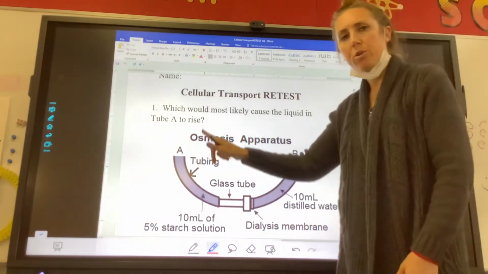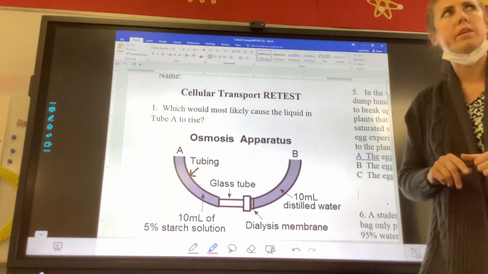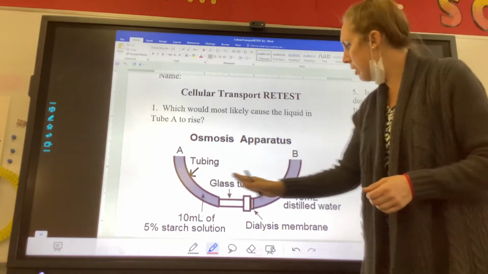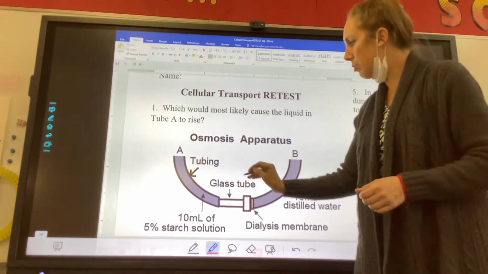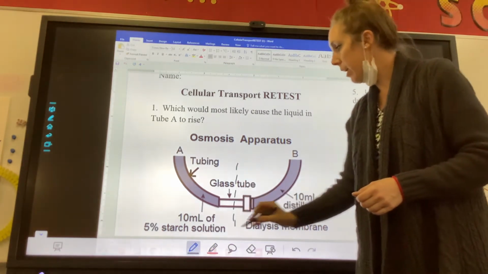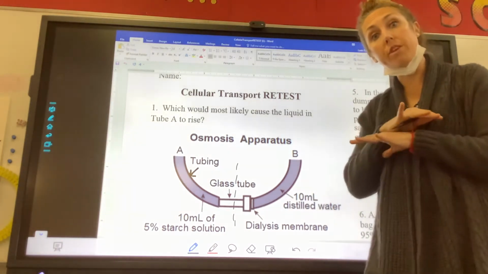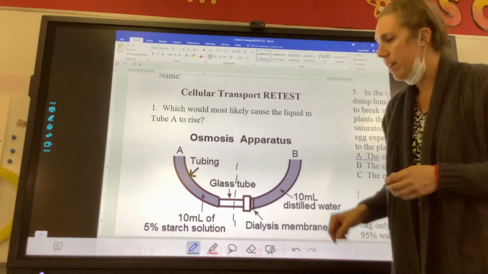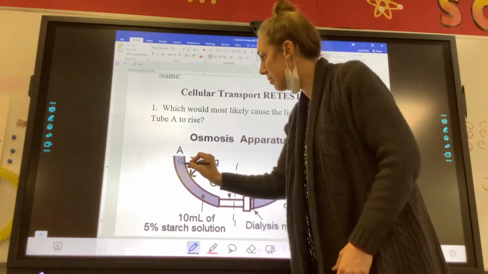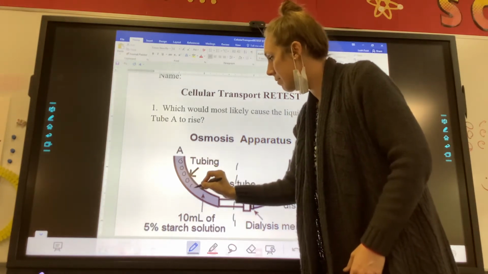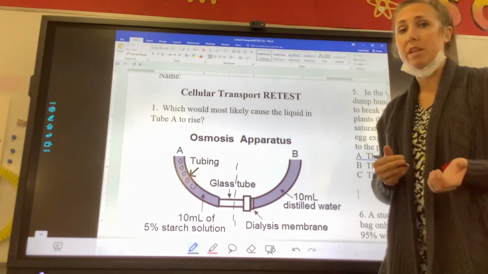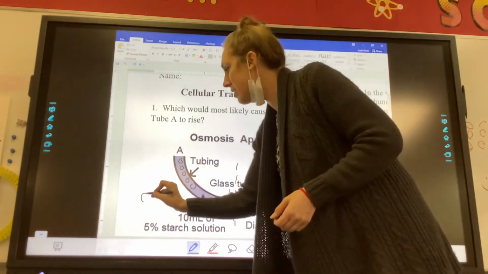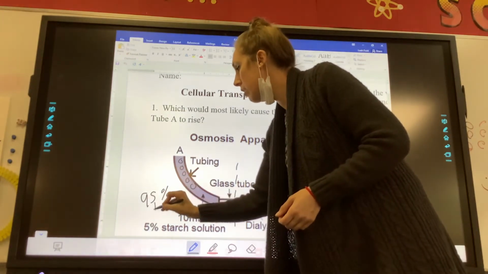This is that U-shaped tube that I think they had on maybe the Edgenuity. It says there's tubing on both sides. This glass tubing is semi-permeable, okay? It's permeable to water, but not the solutes. So you have a 5% starch solution on this side. That's the same as saying 5 particles. Your hint for the test tomorrow: I could say this is 5% starch, or I could even say it's 95% water.